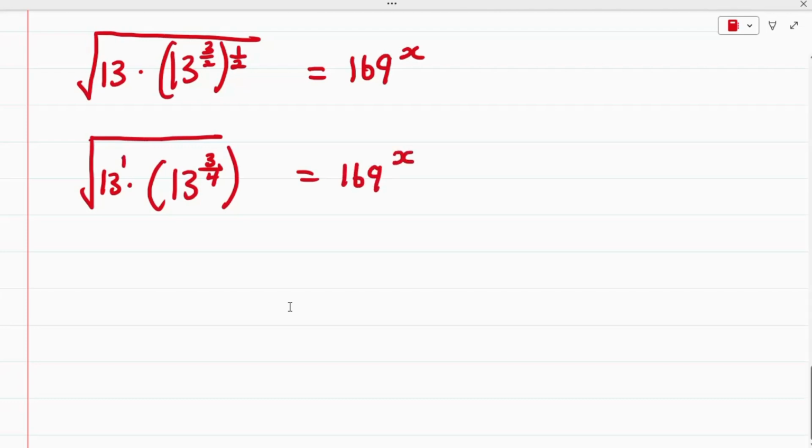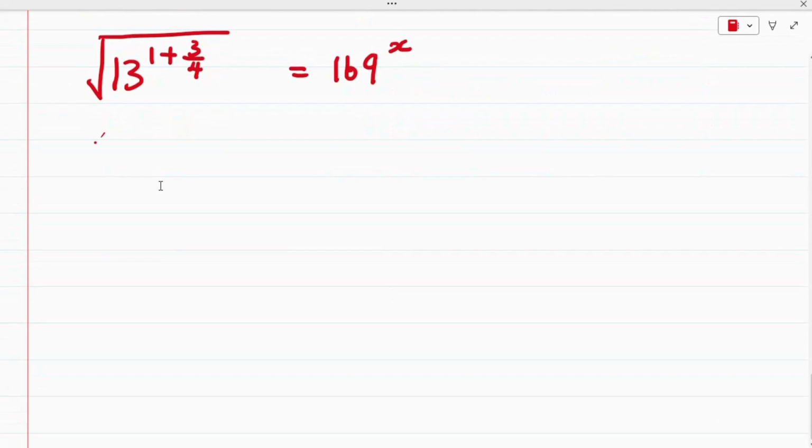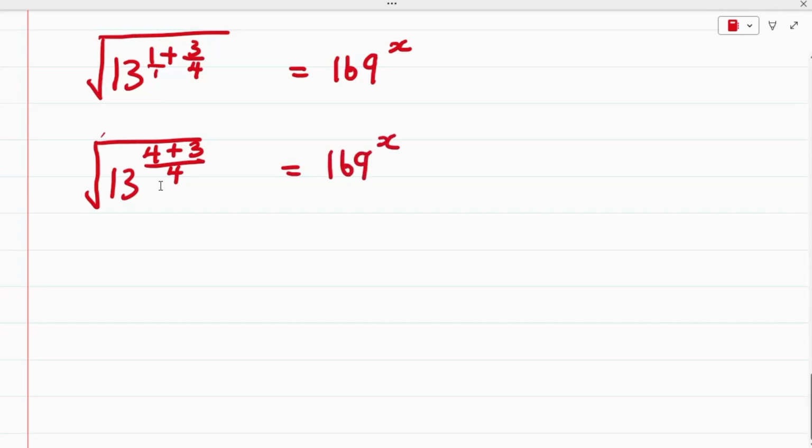But we know that this is raised to the power of 1, and from the property of exponents, if we have a raised to the power of m multiplied by a raised to the power of n, this is equal to a raised to the power of m plus n, right? So applying this, we have the square root of 13 raised to the power of 1 plus 3 over 4, which equals 169 raised to the power of x. From here, the LCM for the power is 4, and this is over 1. So 1 into 4 is 4, 4 times 1 is 4, plus 1 times 3 is 3, which equals 169 raised to the power of x.